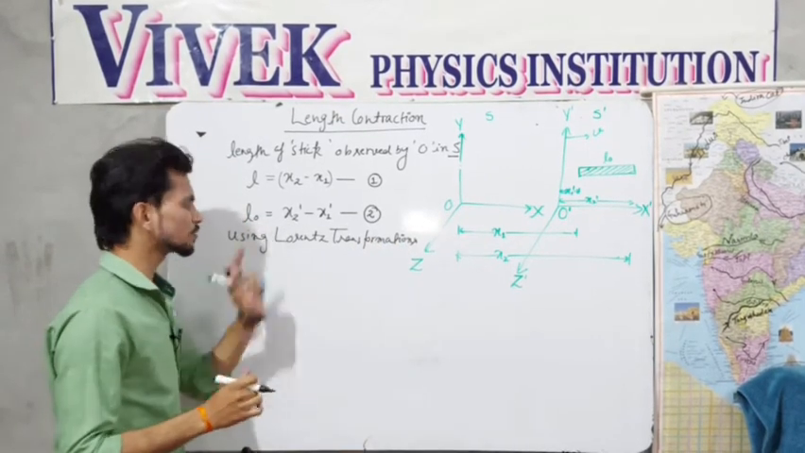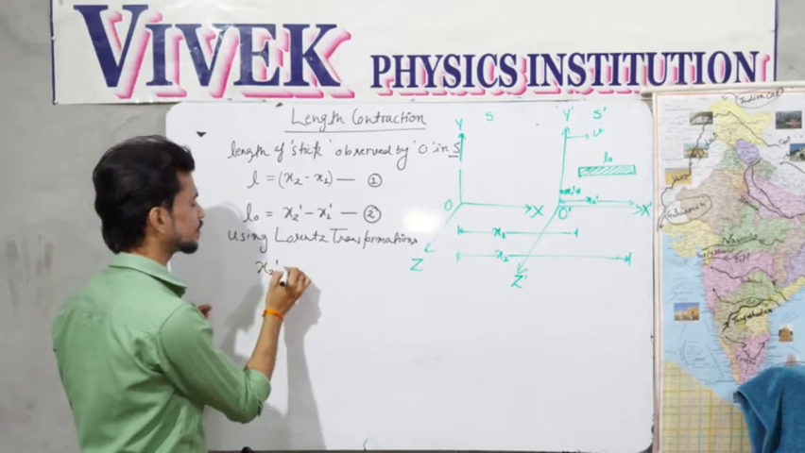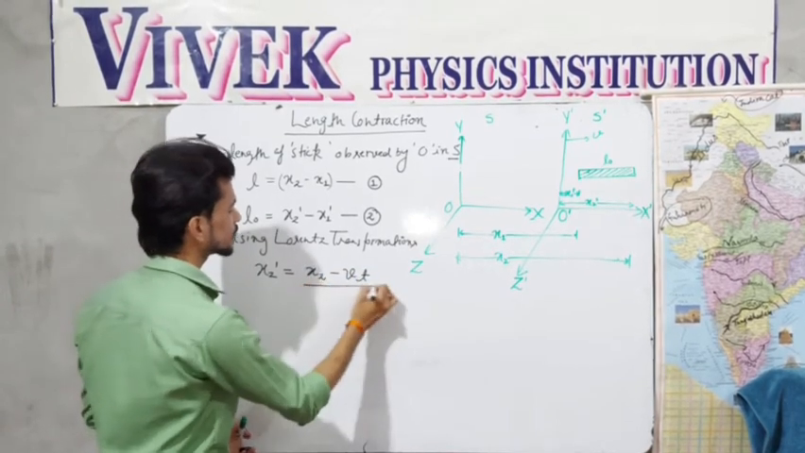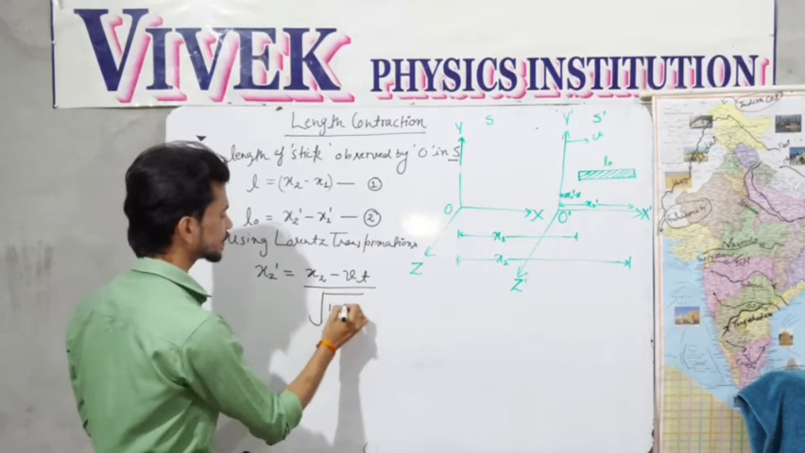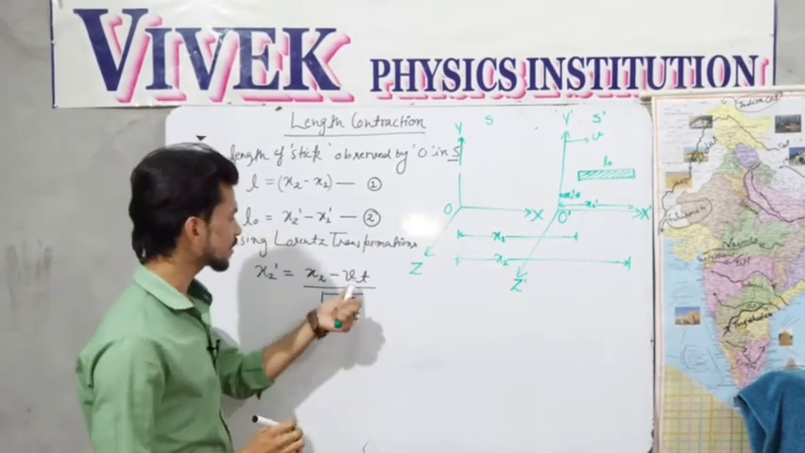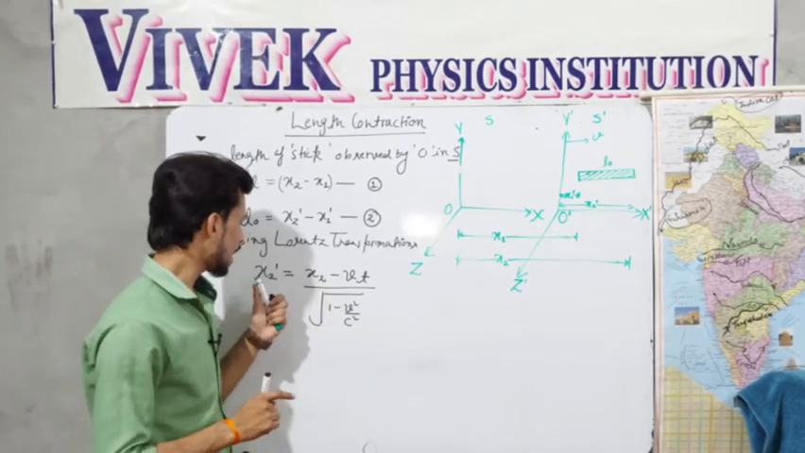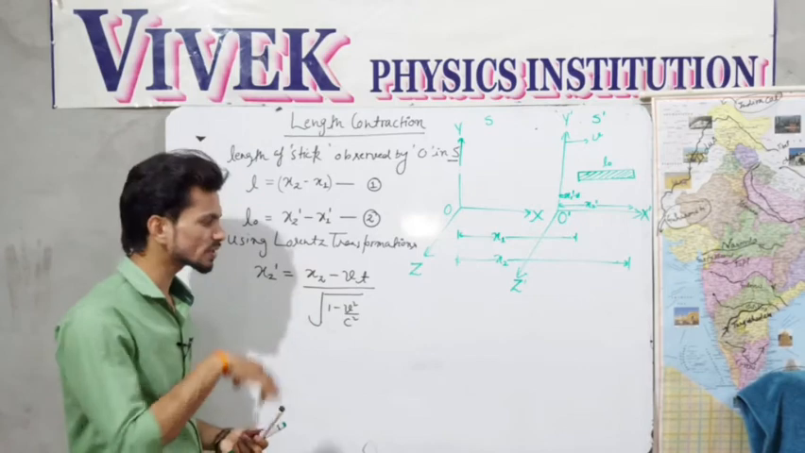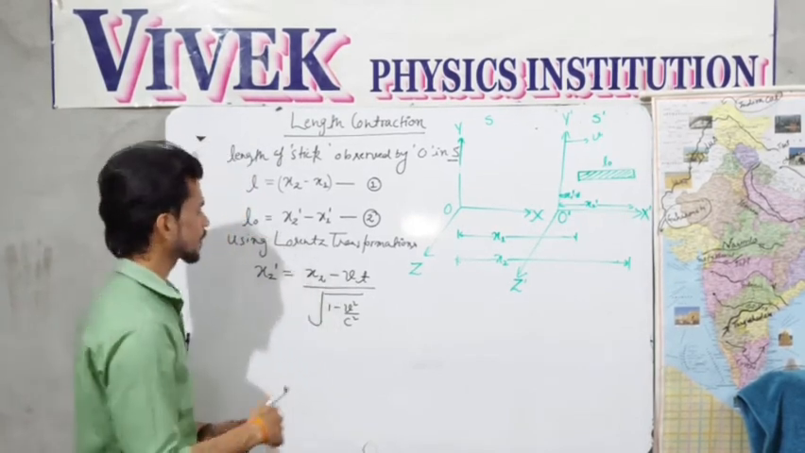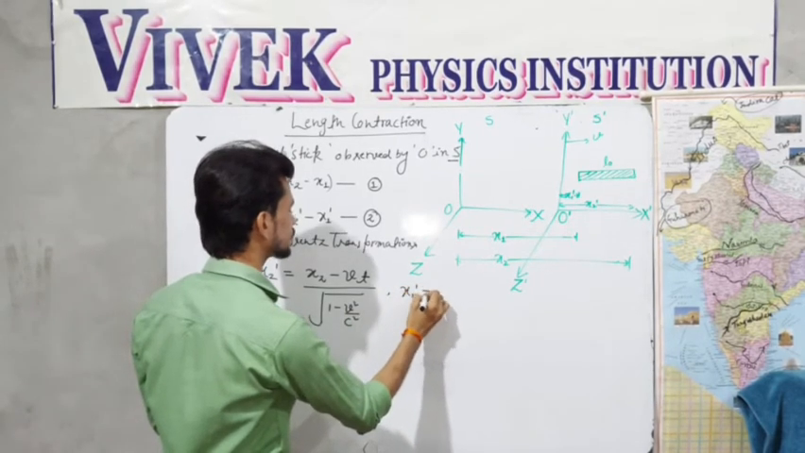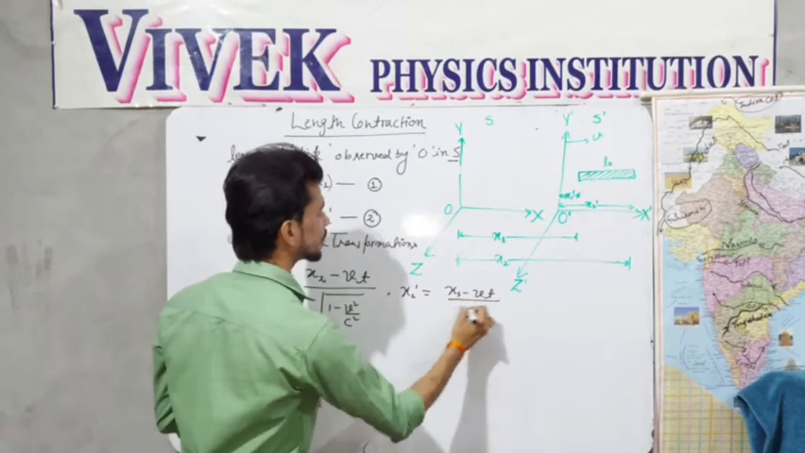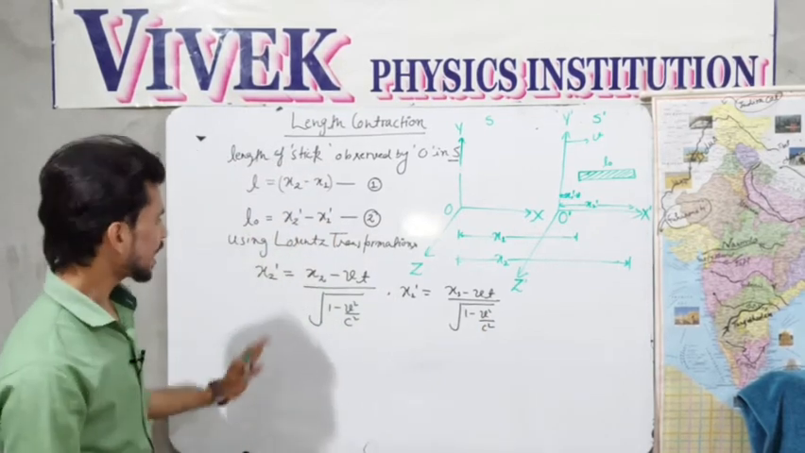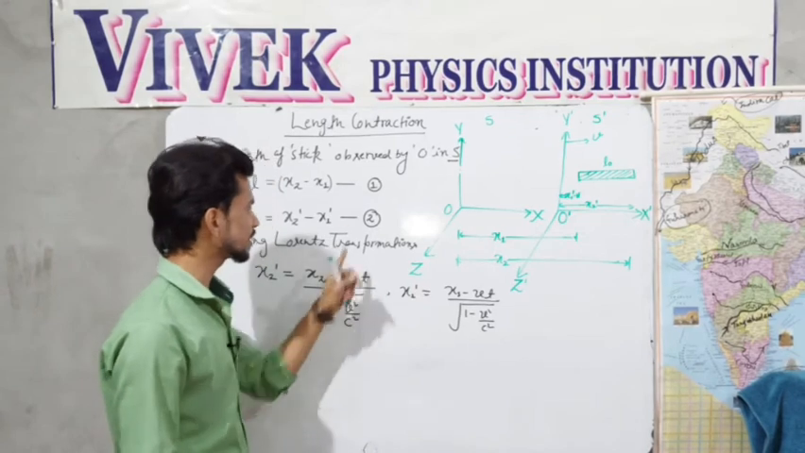The Lorentz transformations for the distance are: x2 dash equals (x2 minus vt) divided by under root 1 minus v square upon c square. Here v is the velocity of frame of reference S dash, in which x2 dash is the coordinate of the other end of the stick, t is the particular time at which this phenomenon is observed, and c is the speed of light. And x1 dash will be of the same nature: (x1 minus vt) upon under root 1 minus v square upon c square. I can put x2 dash and x1 dash from these two factors in equation number 2.